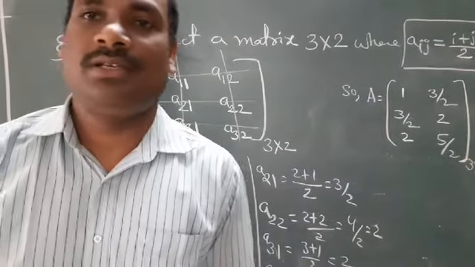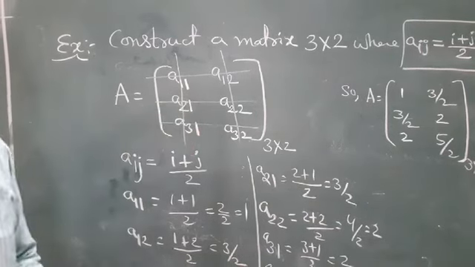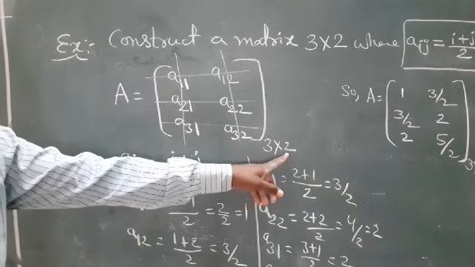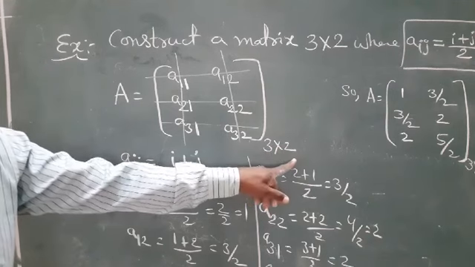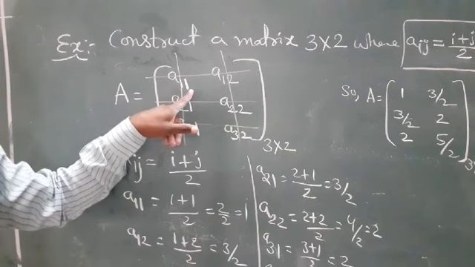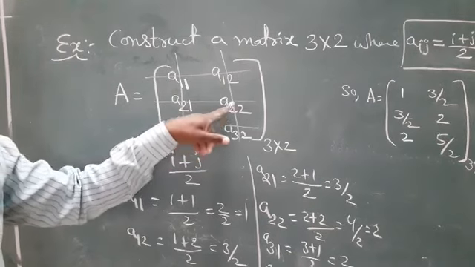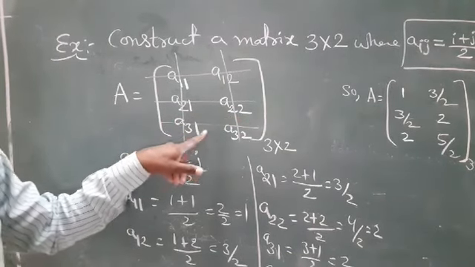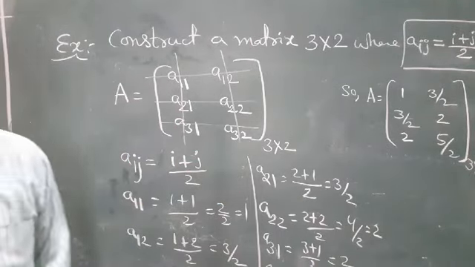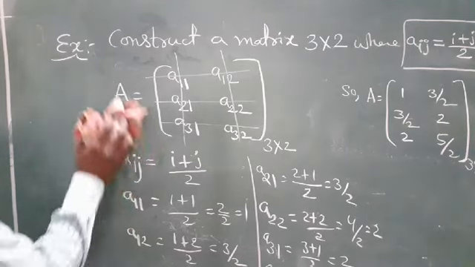Do you understand? Yes, very good. Here we also observe, matrix 3 by 2 meaning? 3 rows, 2 columns: first row first column, first row second column, second row first column, second row second column, third row first column, third row second column. So we are arranging here. Okay, understand? Yes.